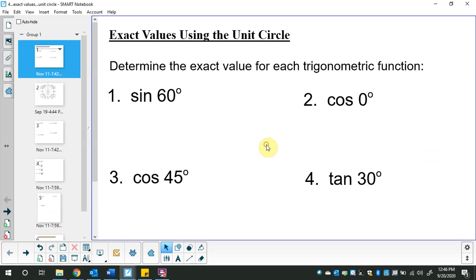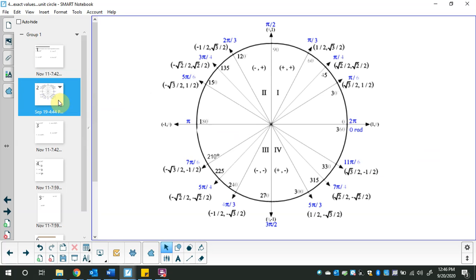Today's lesson is on exact values using the unit circle. So here's the unit circle. If you are interested in knowing why the unit circle is the way it is, or how to remember it in the day that you can't use a resource sheet. In this class you can use a resource sheet, but maybe at university, college, or trade school you can't.